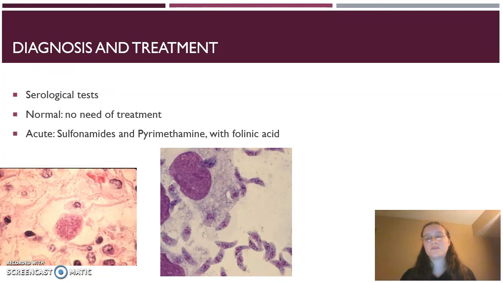Normally, there's no need for treatment if it's just a normal infection. The body will take care of it on its own. However, if it's an acute infection, then sulfonamides or pyrimethamine with folinic acid are usually prescribed, and these are very effective at killing the tachyzoites. However, they do not affect the tissue cysts with the bradyzoites, which means that the person is usually infected for the rest of their life, and this occurs in both normal and acute infections. The body will kill the tachyzoites, but it will enter into tissues and form tissue cysts where it will lie dormant for the rest of the person's life.